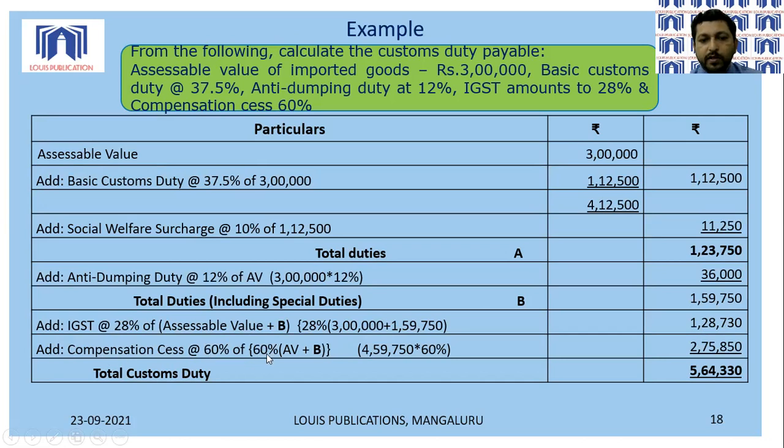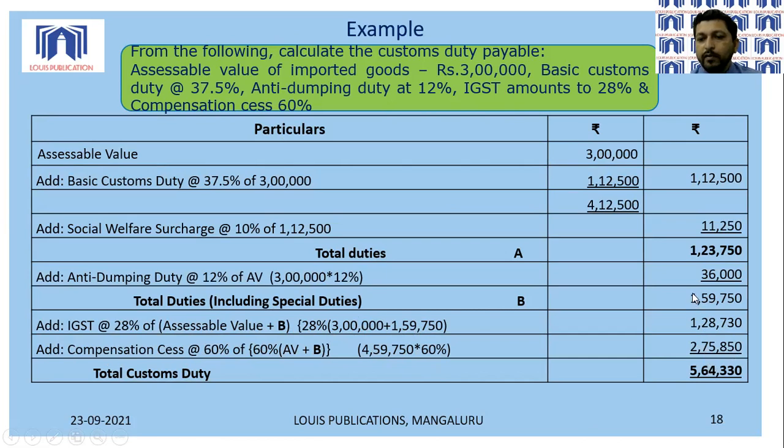And last, we have compensation cess at 60%. Now this 60% will once again be calculated on this value itself. So 3 lakh, that is assessable value, plus B value, 1,59,750. For compensation cess, the IGST amount will not be taken. We have already discussed it. So on 4,59,750 at 60%, that is the rate of compensation cess, it will be 2,75,850.